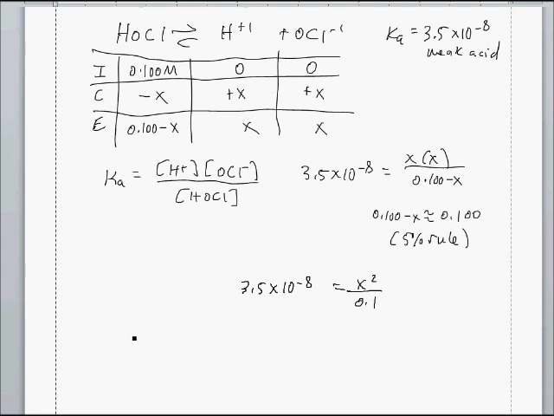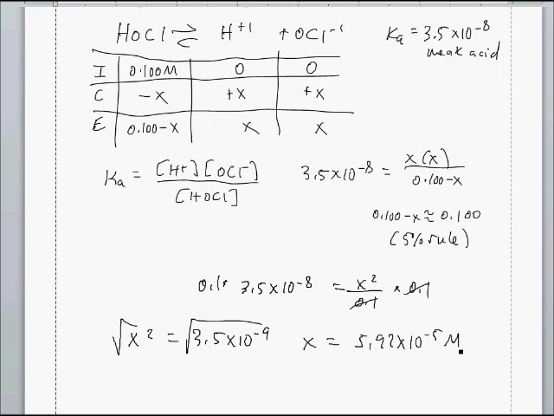If we just turn that around and solve it, we get x squared equals 3.5 times 10 to the minus 9, because I'm multiplying the 0.1 to both sides. Right. And then if I square root both sides here, I get x equals, getting into the calculator, square root of 3.5 times 10 to the minus 9. I get about 5.92, pardon me, times 10 to the minus 5 molar.